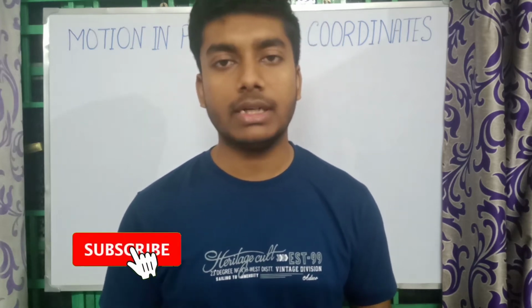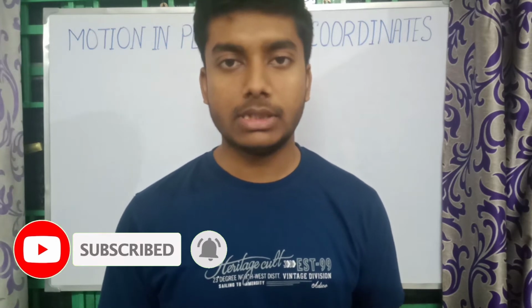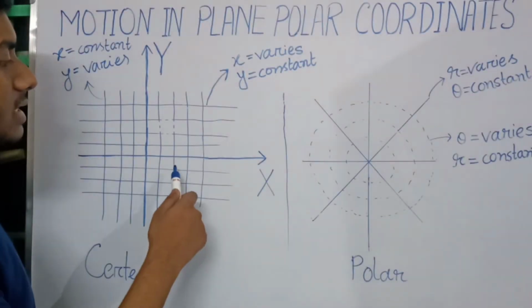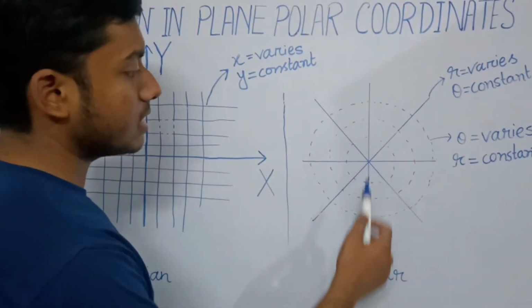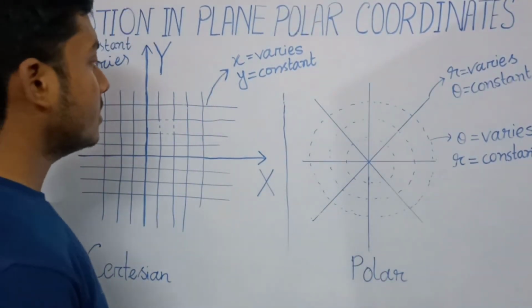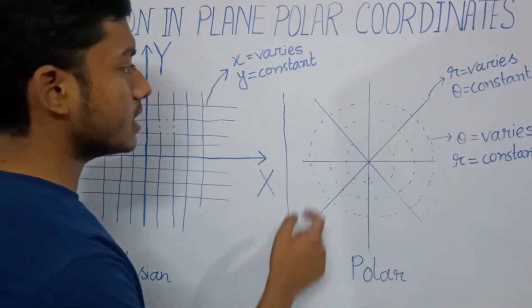Today I will discuss the motion of a particle in plane polar coordinates. In this video I will cover the expression of displacement, velocity and acceleration for a particle in plane polar coordinates. So this is our Cartesian coordinate system and this is our plane polar coordinate system. We will find the similarities and contrasts between these two systems.